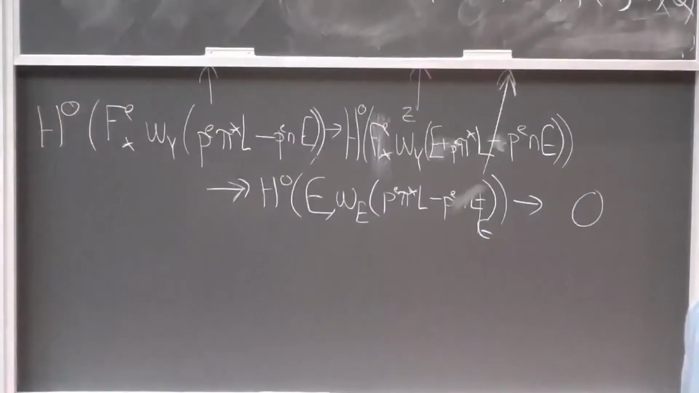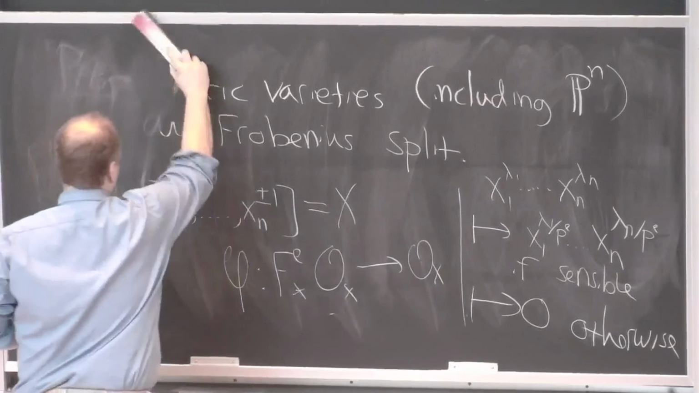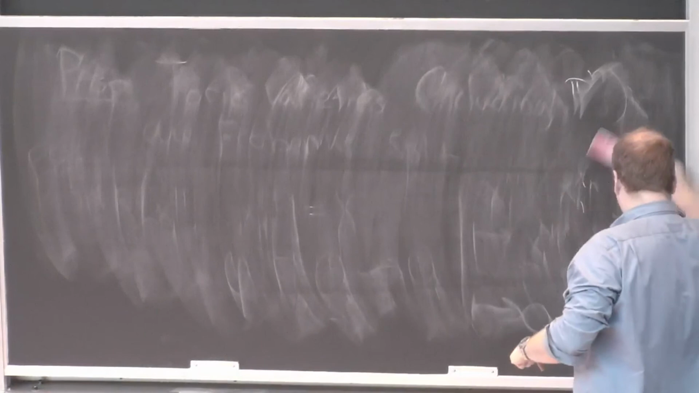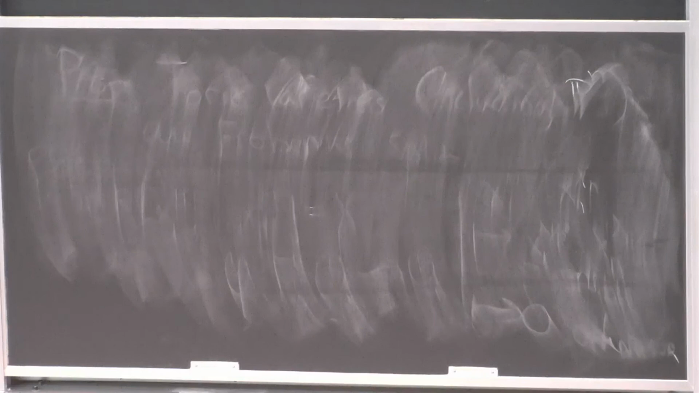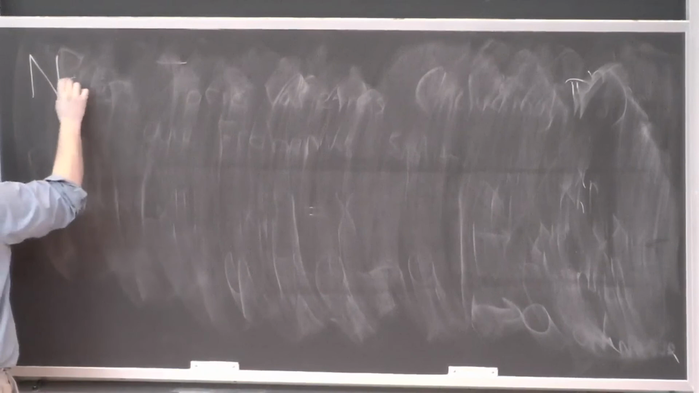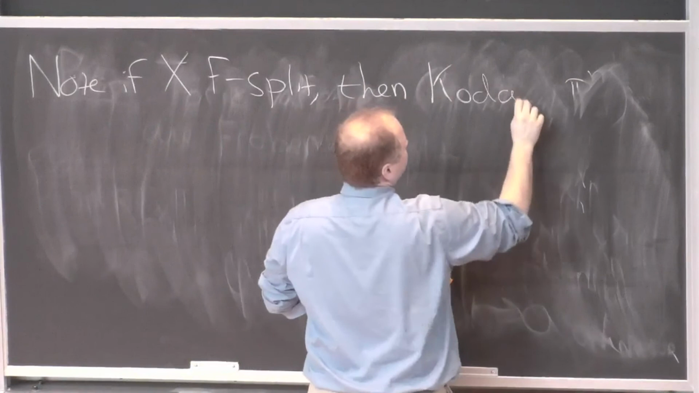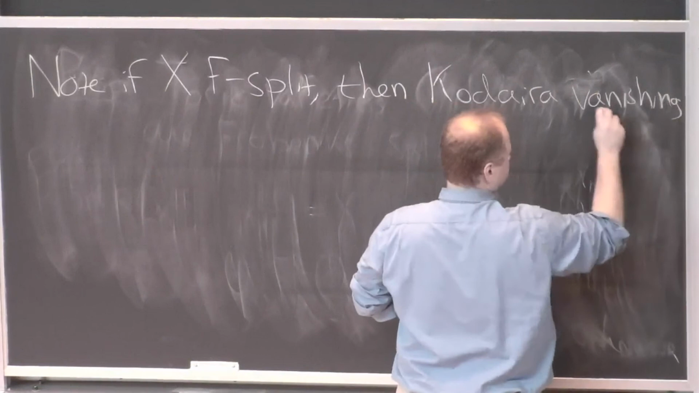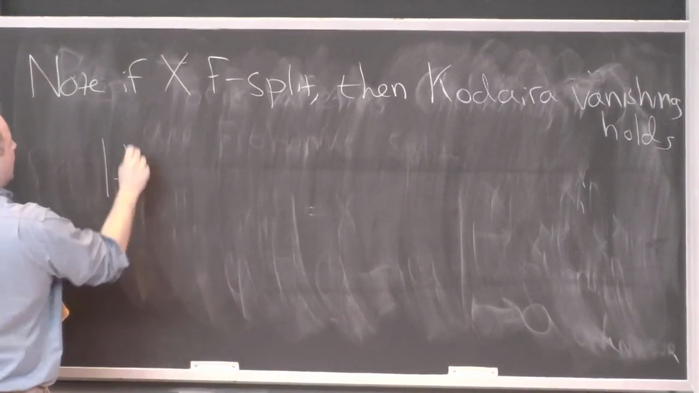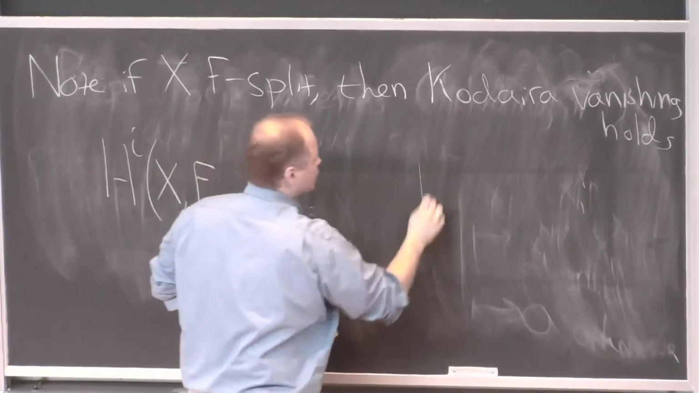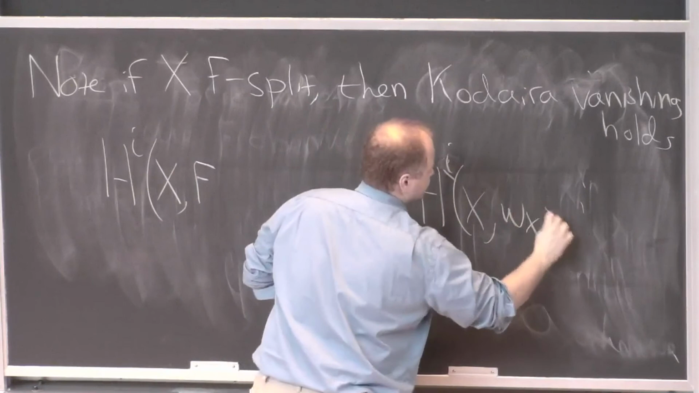But wait, there's more. All right, I'm done with this diagram now. Note, if X is Frobenius split, then Kodaira vanishing holds. And again, this is very easy. I have H^i of X, and I want to show that H^i of X, omega_X tensor L for L ample, is zero.